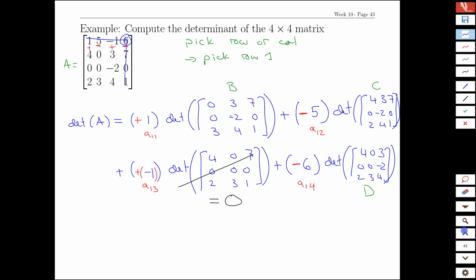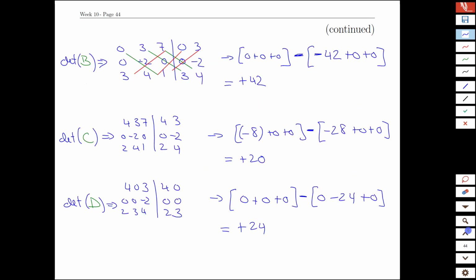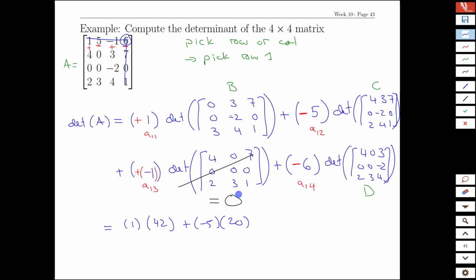All right, 42, 20, 24, all positive. That's fantastic. We can then sub that into our determinant of the big matrix. We're going to have 1 times, we said 42, plus minus 5 times 20, plus 0, that all went away. And then we had minus 6 times 24. That's 42 minus 100 minus 120, 144 actually. And that is minus 244. Oh, that's minus 202. These guys are almost the same. They almost cancel, but we have a little 2 left over there.